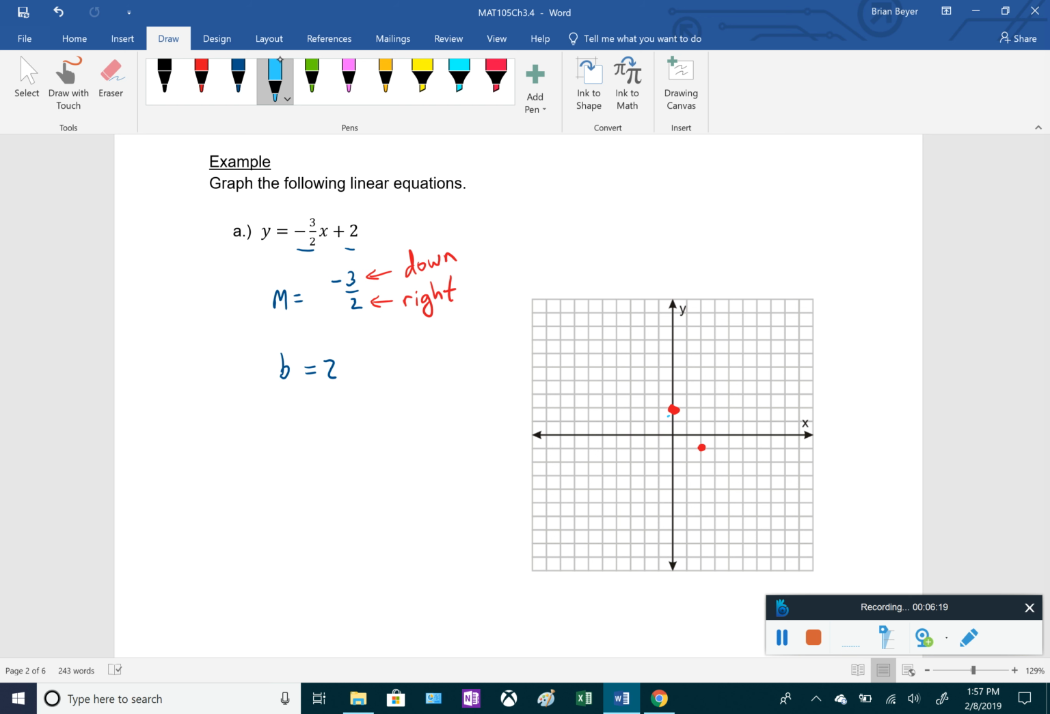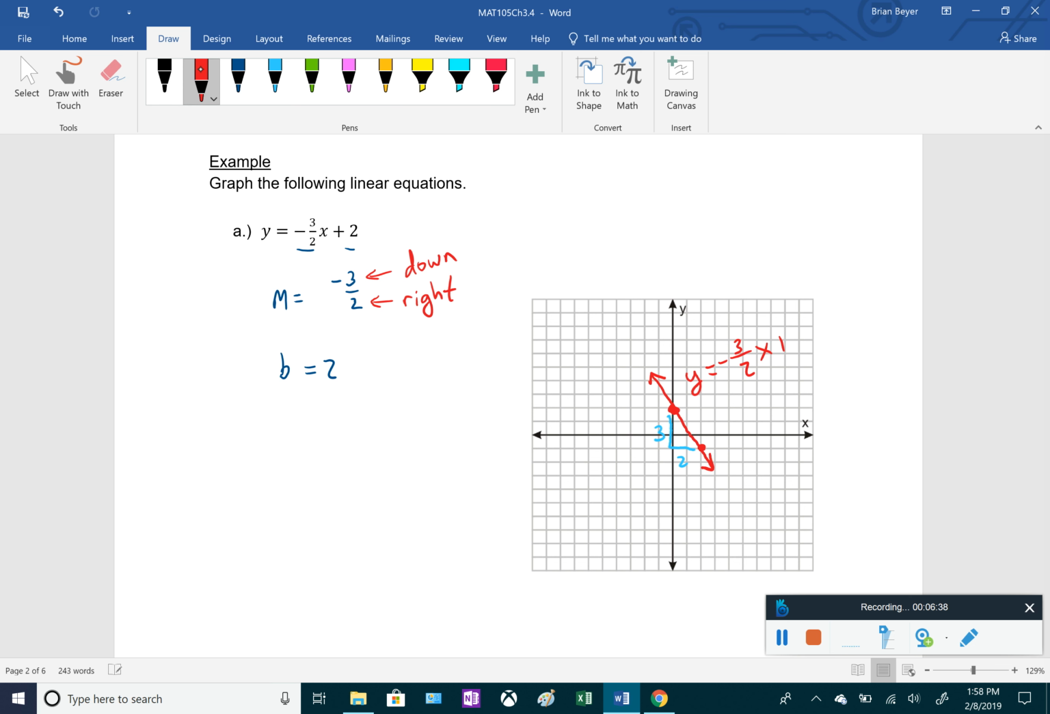So I'll put down 3 to the right 2. And all we have to do is connect those points with a straight line. Put an arrow through it, and we're done. And I'll just label it.